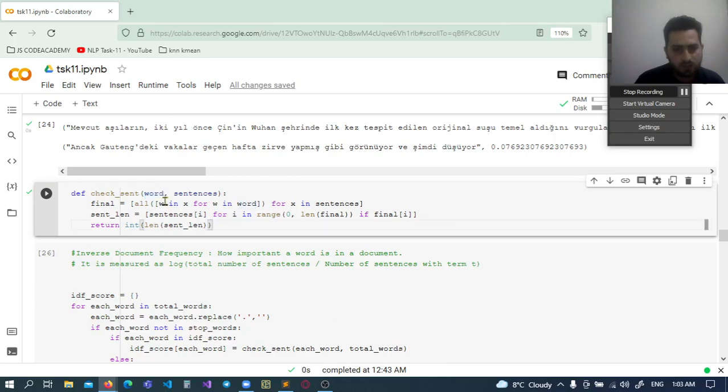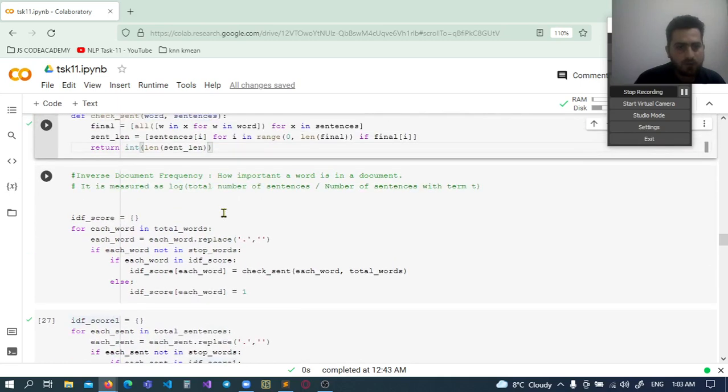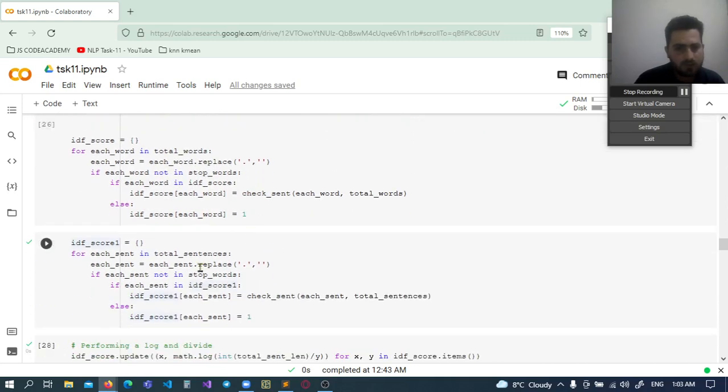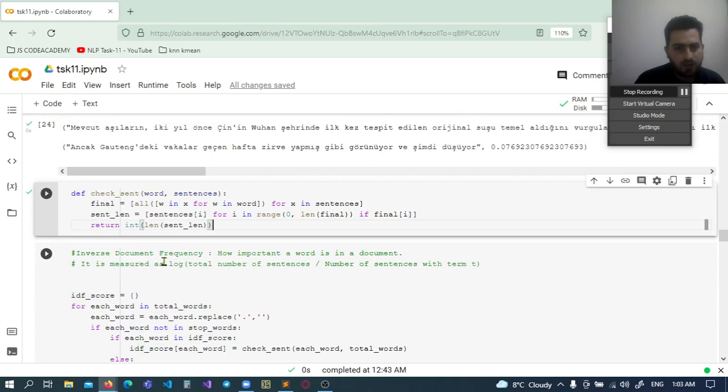Here we are finding the inverse document frequency, which is the importance of each word. As you can see here, we find the number of sentences that contain each word. Then similarly, we will do the same thing for our sentences.